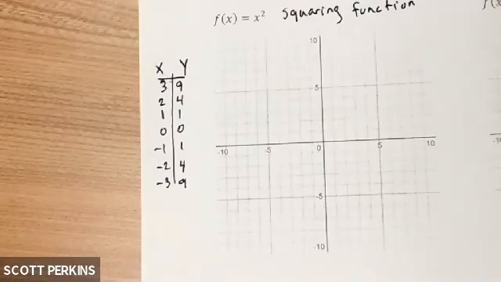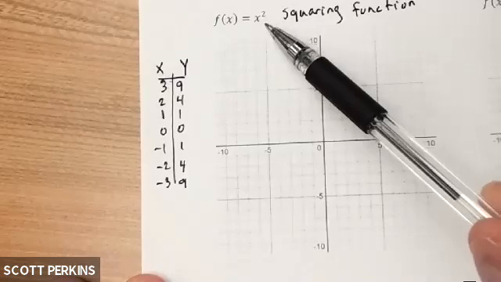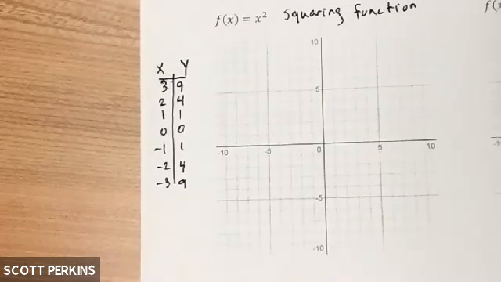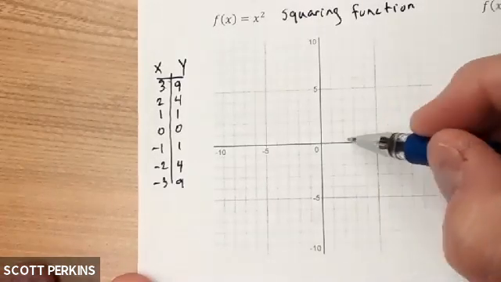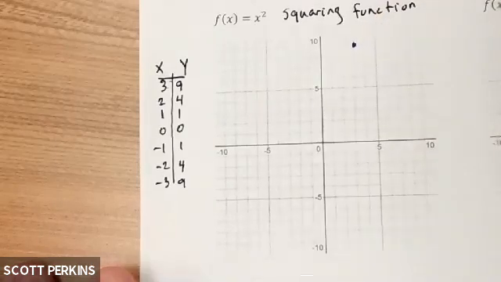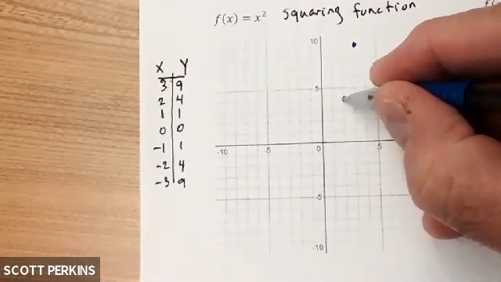Okay, so just in case anybody's being shy, which I hope you wouldn't, we've taken each of these x values and plugged it in for the x up here and squared it. Now I'm going to plot these points, and we're going to see what the squaring function looks like. So when x is 3, I go up to y is 9. So make a point right here. X is 2, so then the y value is 4, point right here.